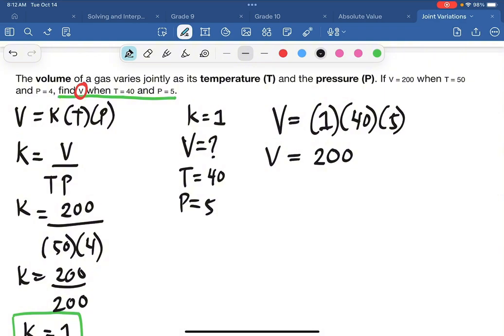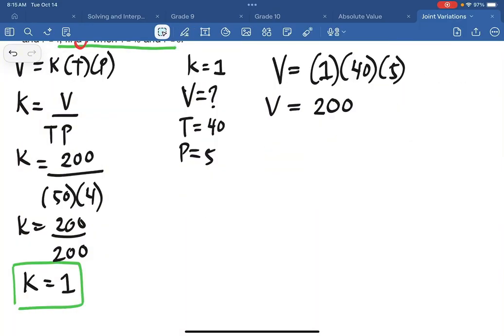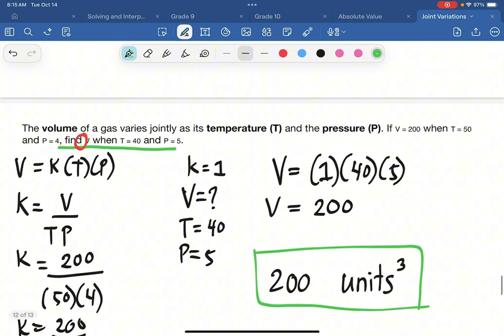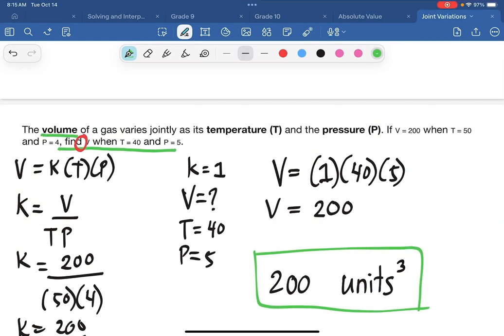However, since we're looking for the volume of gas and there's no certain label or unit, we're going to write it like this: 200 cubic units. It should be in cubic units because we are dealing with volume, and volume is cubic in nature.